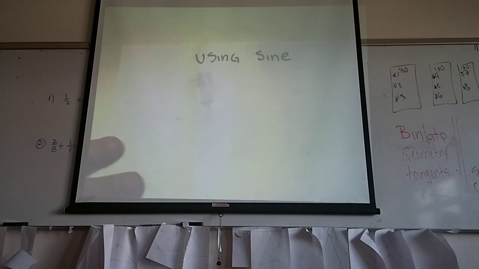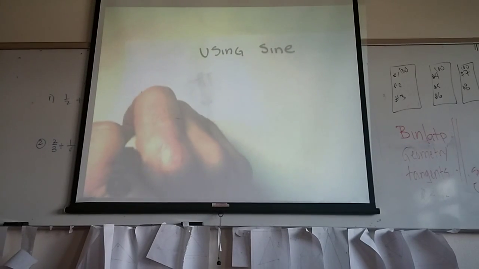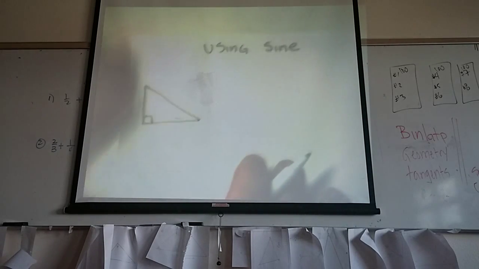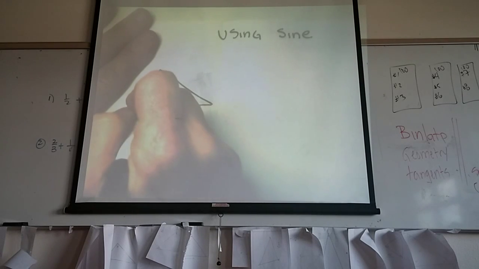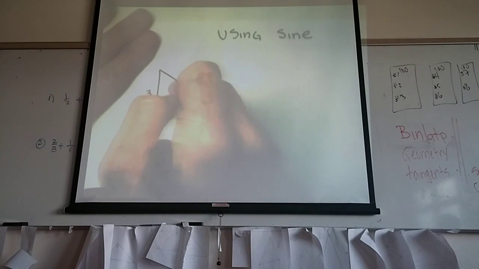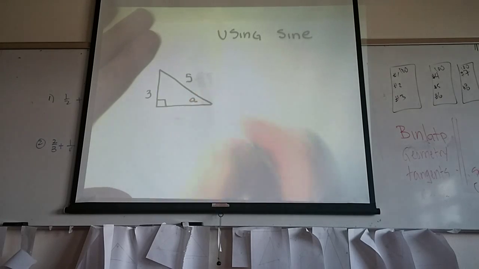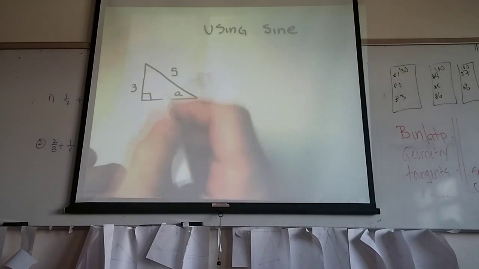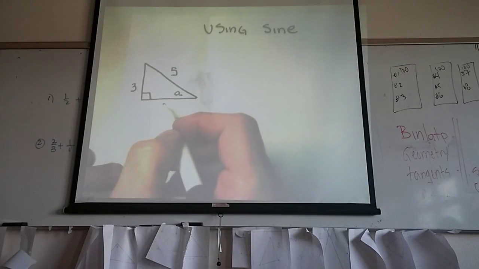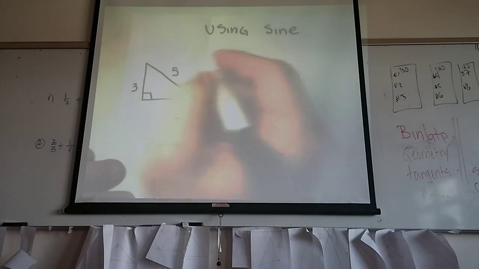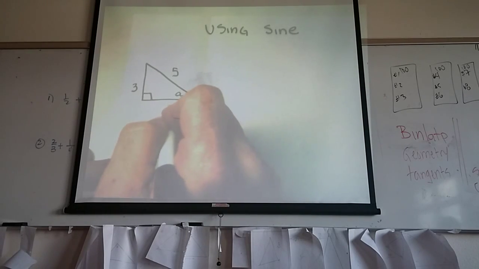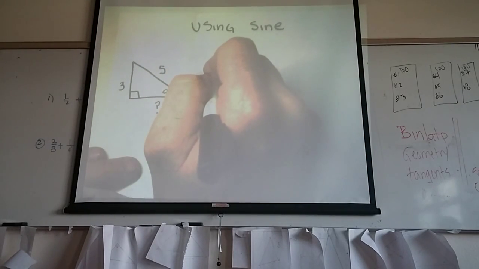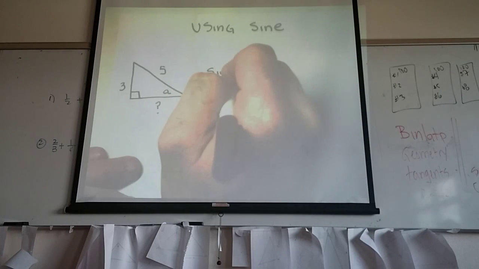We're going to use sine to solve problems. So here we have a right triangle, and let's say I have 3 and 5 here, and I want to find out what angle A is. Well, before, when we were using the tangents, we would use opposite over adjacent. But here, using tangent is not an option because I don't have the adjacent side. So there is another trigonometric ratio that I can use, and that is the sine.